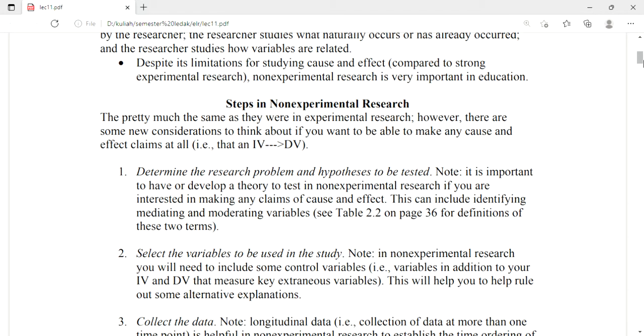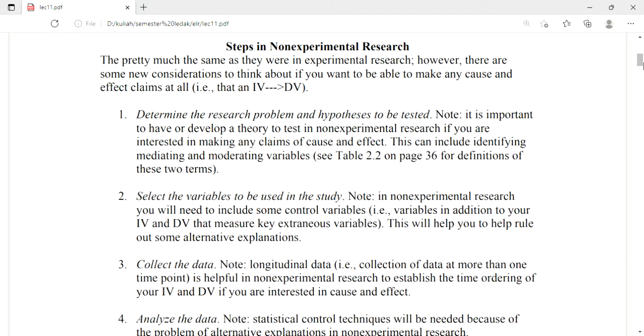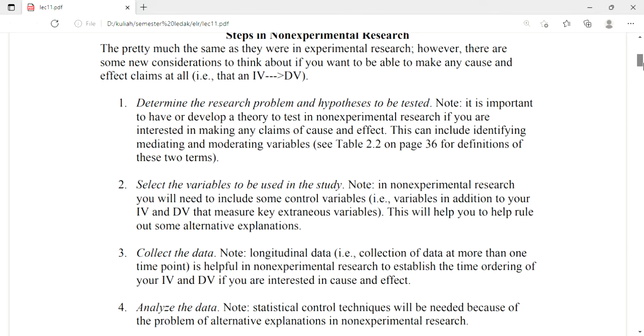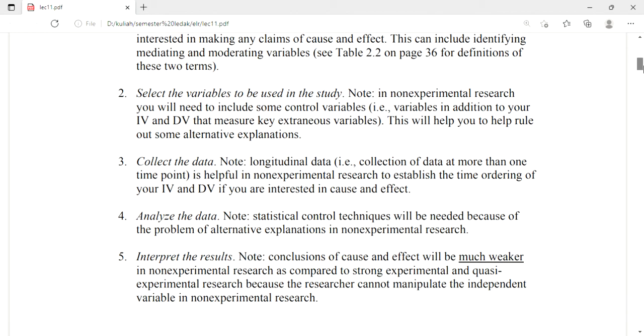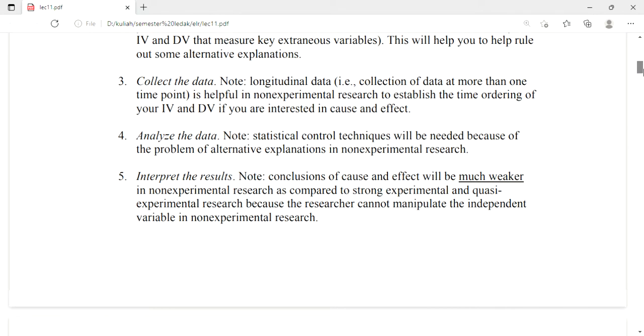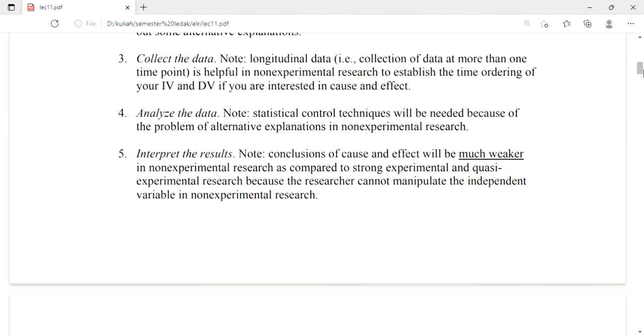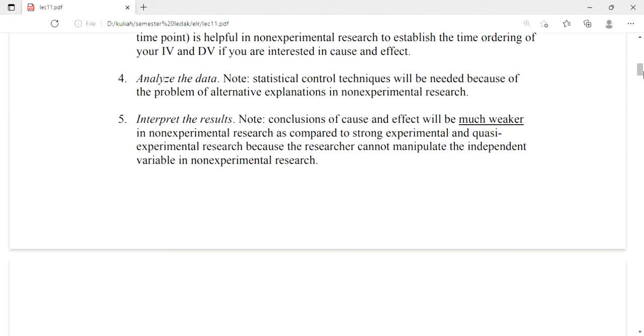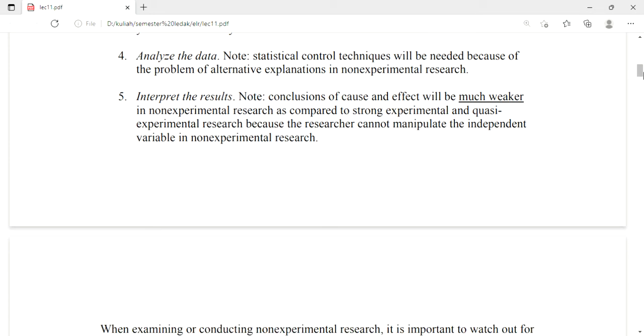Here are the steps in non-experimental research. The first one is determine the research problem and hypothesis to be tested. Jadi kita harus menentukan dulu research problem dan hipotesis yang akan diuji. Kemudian select the variable to be used in the study. Tentukan variabel yang akan digunakan, and then collect the data, mengumpulkan data, kemudian analyze the data, menganalisa, dan kemudian interpret the result, menjelaskan atau mempresentasikan hasil dari study that have been conducted before.